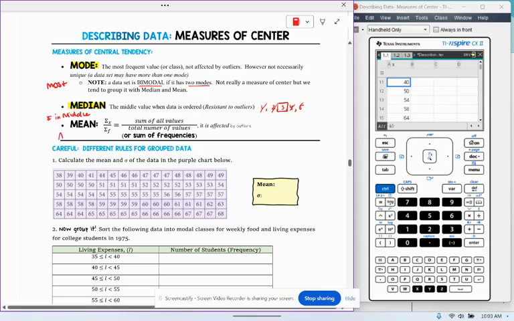And then the mean, I want you to think about the mean as the average. It's where you sum all the data points together and then divide by the number of values. It is definitely affected by outliers. Think about if you have a really huge number, that's definitely going to pull the mean up. If you have a really low number, that's going to pull the mean down.